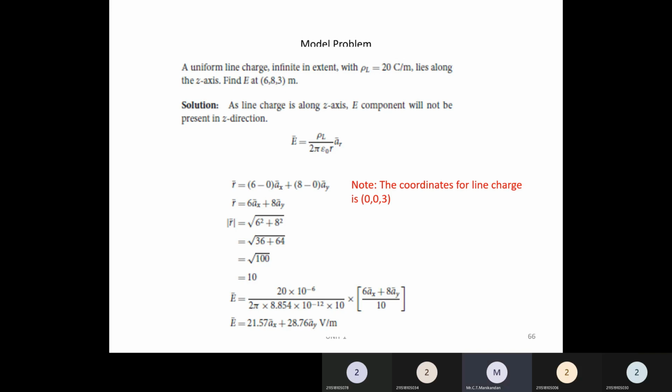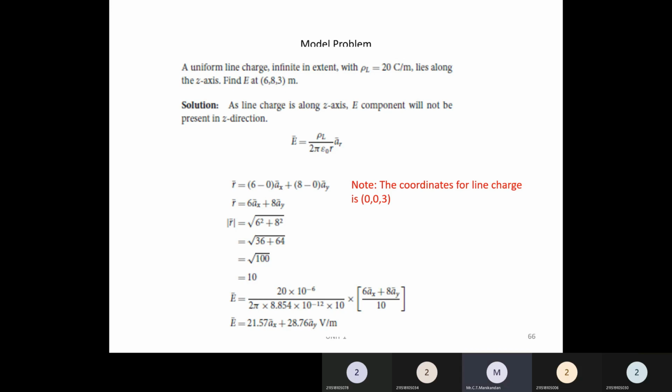Here epsilon r is not given, so assume that value as 1, and you will be getting epsilon naught here. Now we have to find the r vector and the modulus of the r vector so that we can find the AR vector. To find the r vector, we need 2 points. One set of points is what they have asked us, 6, 8, 3. We need another set of points.